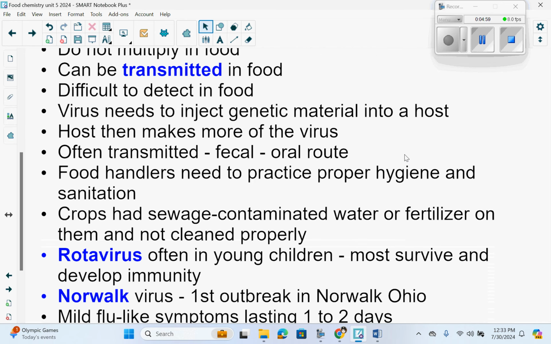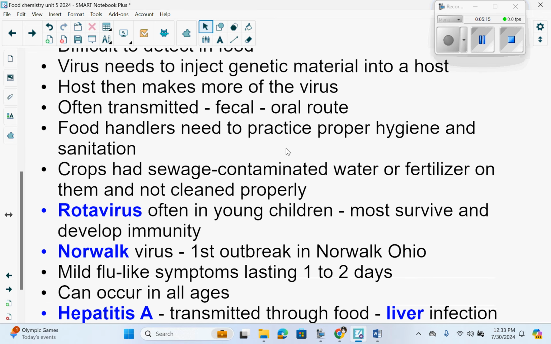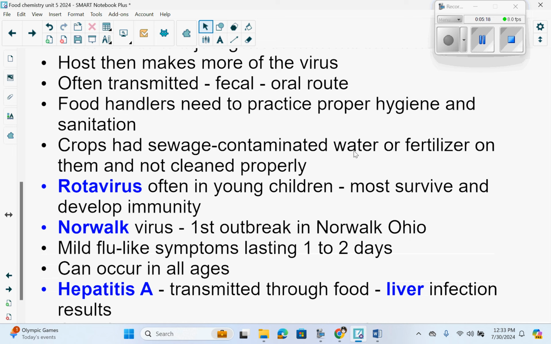This is often transmitted by what's called a fecal-oral route. Food handlers need to practice proper hygiene and sanitation. So fecal is when you go to the bathroom. If you don't wash your hands, this gets on the food and then into you because you eat it, right? Crops can have sewage contaminated water or fertilizer on them and are not cleaned properly.